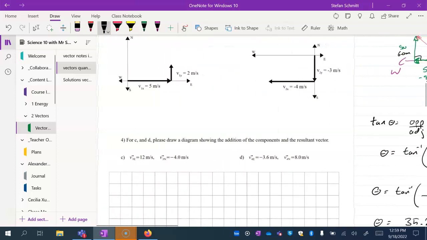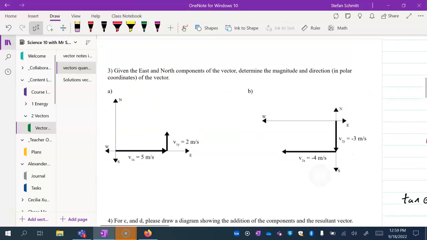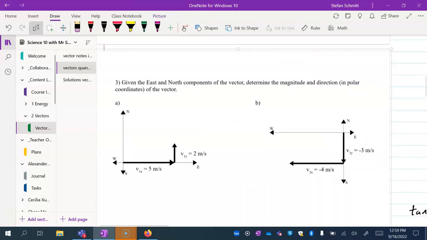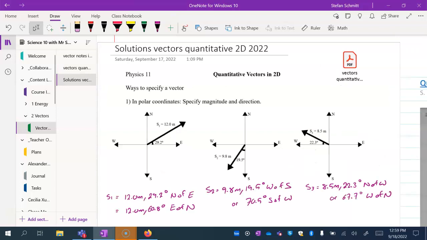So give it a shot, add up these vectors, and when you're done, take a look at the solutions, which you'll find in this tab here.